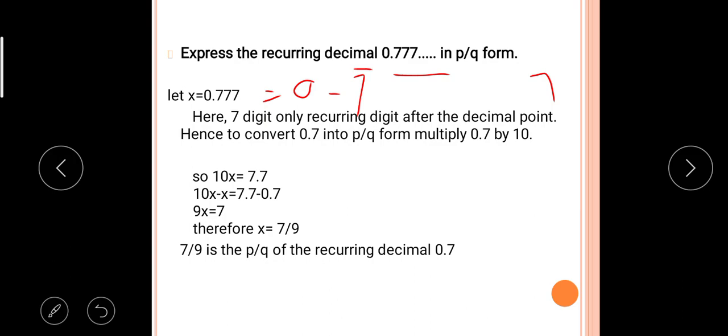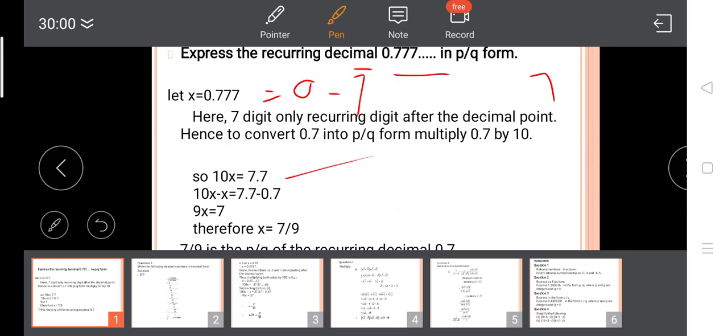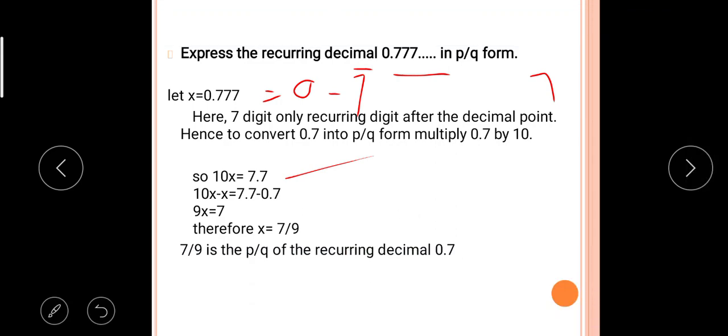After multiplying this equation by 10, you will get 10x is equal to 7.7. Now you have the equation x is 0.777 and another equation 10x is equal to 7.7. Now you have to subtract the first equation from the second.